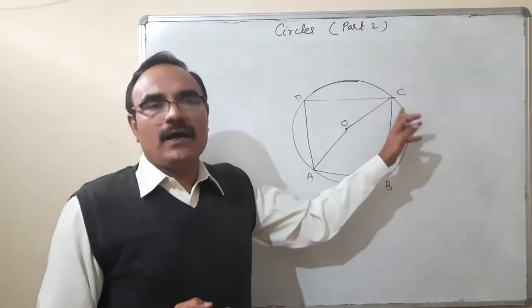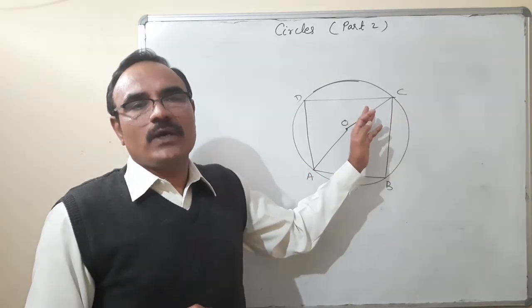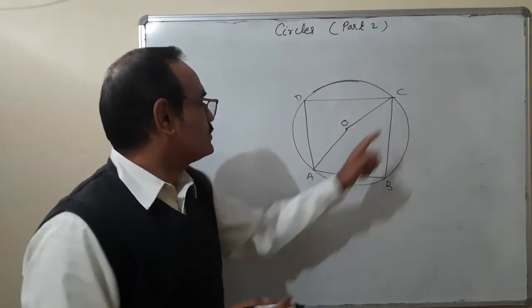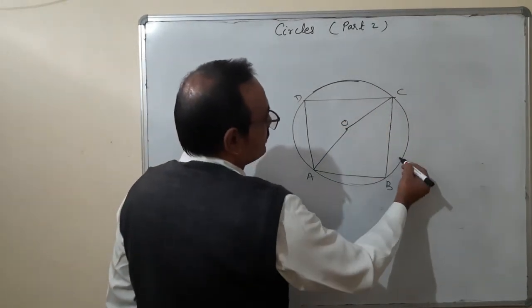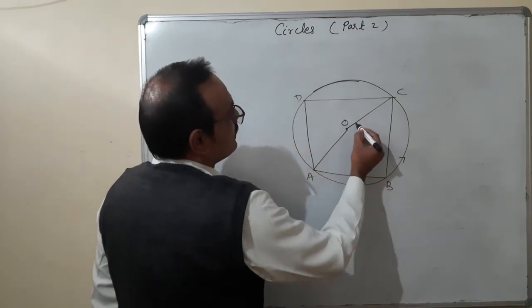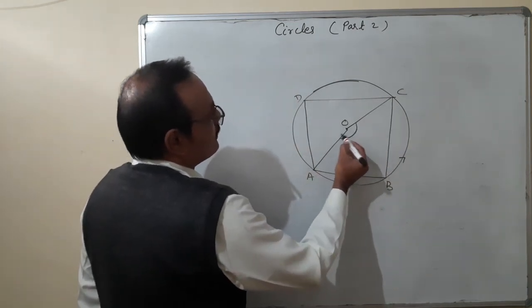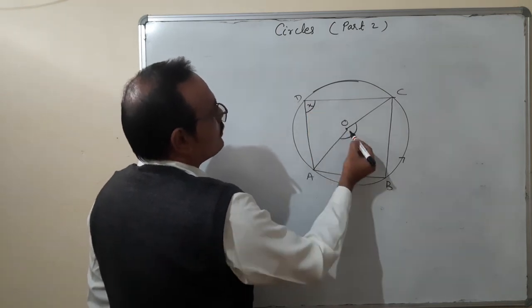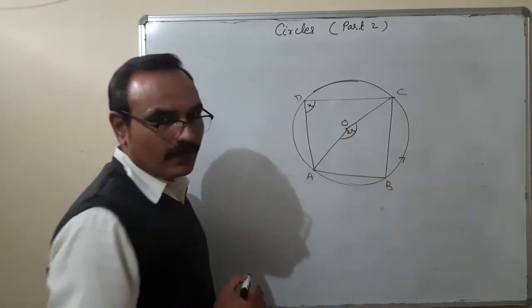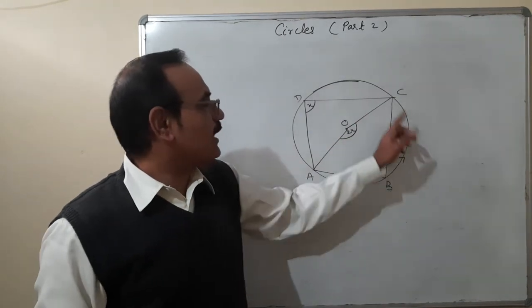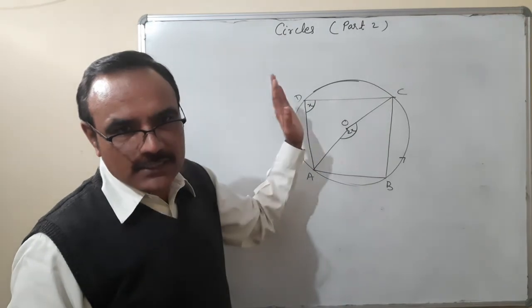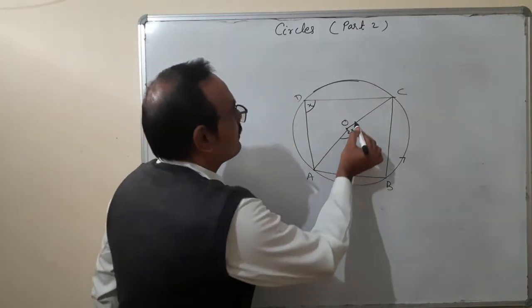Angle subtended by an arc at the center is twice the angle subtended by it at the remaining part of the circle. OA and OC, suppose AC is an arc. So that means this angle is double of that one. This angle is x. What is the value of it? It is 2x. Angle subtended by an arc at the center is twice the angle subtended by it at the remaining part of the circle. Okay.